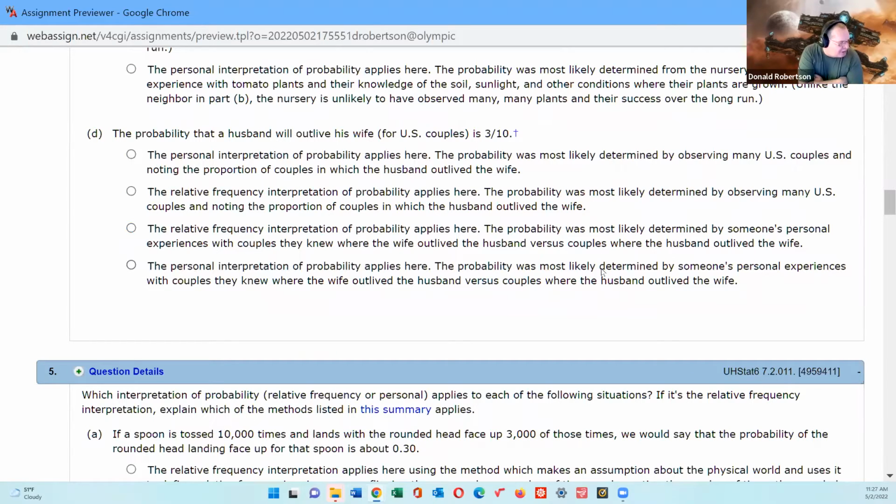Now, the probability that a husband will outlive his wife is 3/10. And a little reference from that guy, Krantz. So that guy must have collected a lot of data about everything. I'm going to say that that is a relative frequency again. So now we have to figure out how he came up with this 3/10 answer.